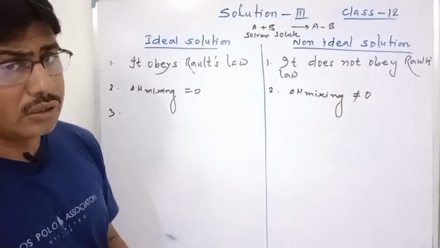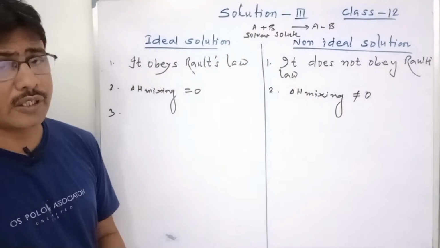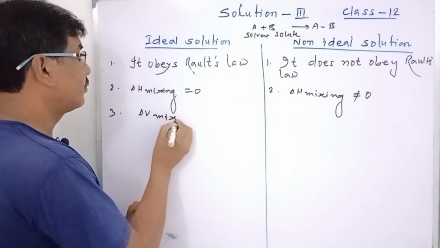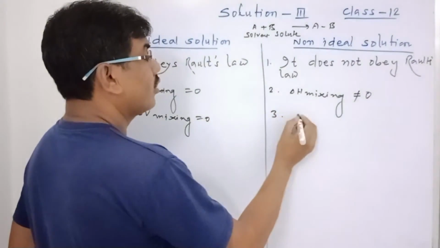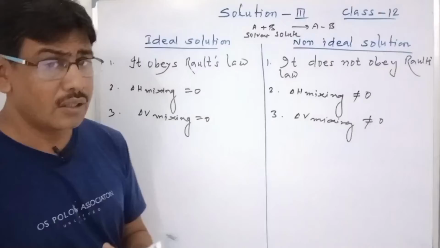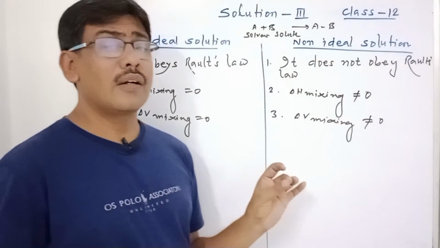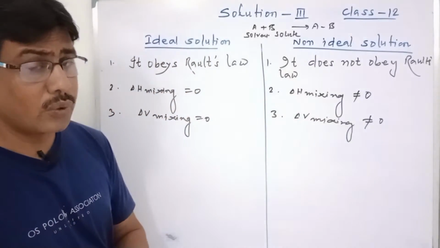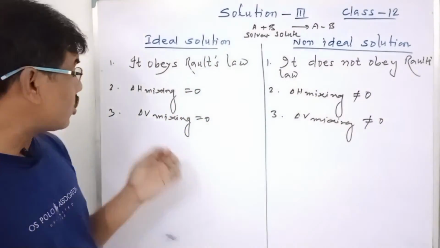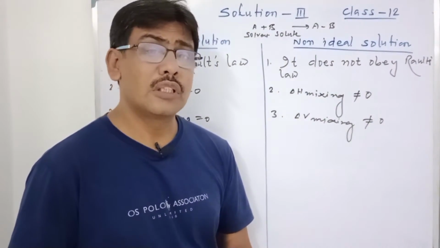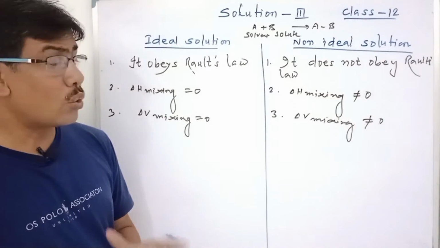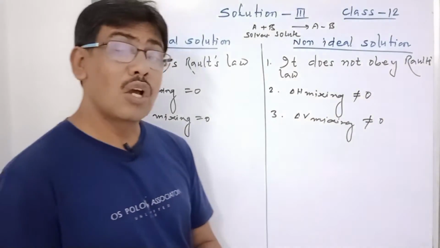3. For the ideal solution, when the solid particles are dissolved in a solvent, the volume change is 0. That is, delta V of mixing is equal to 0. And for a non-ideal solution, delta V of mixing is not equal to 0. If we add 100 milliliter of solvent to 10 milliliter of solute, the total volume is 110 milliliter and the volume remains the same. It does not change. But for the non-ideal solution, the change of volume occurs, that is, delta V of mixing is not equal to 0. It may be positive or negative. That is, the total volume is greater than 110 or less than 110.